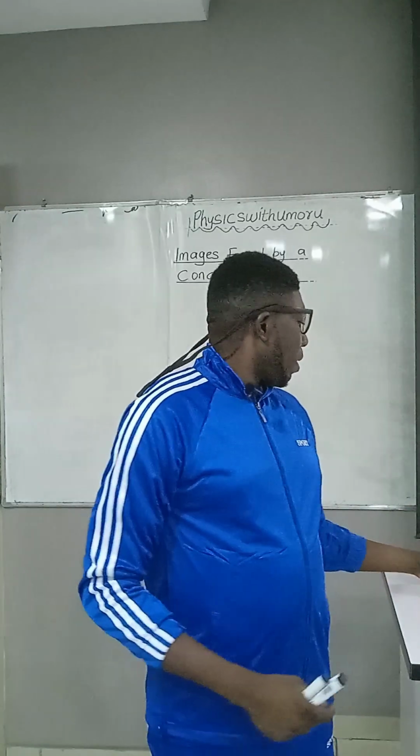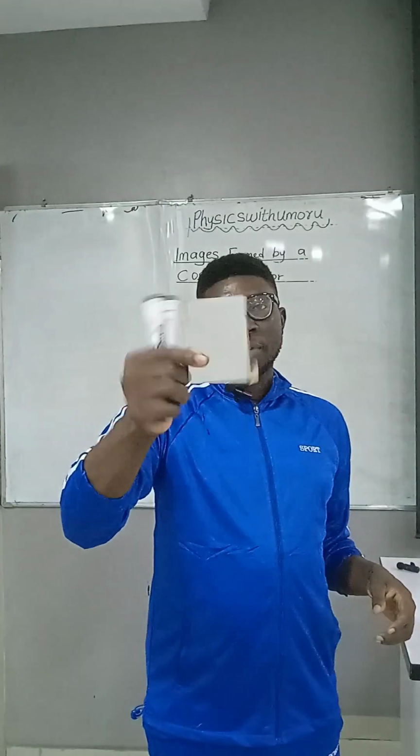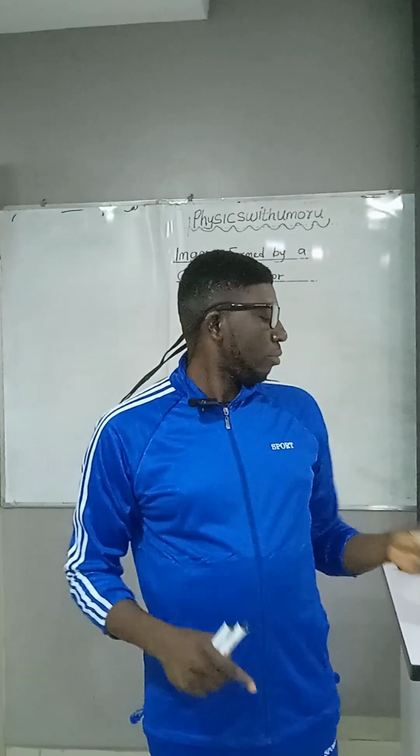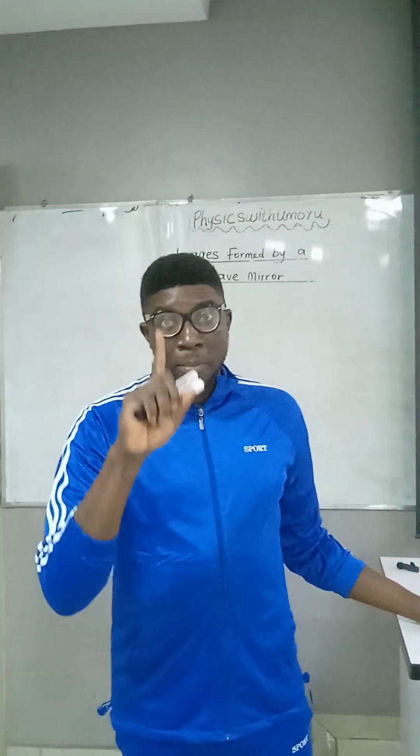So I want us to first of all look at the images formed by the plane mirror. This is the most common mirror we have in our various homes. This is called the plane mirror because the face is plane. What are the properties of images formed by the plane mirror? Number one is that the image is virtual because when you look at yourself with this mirror, you are going to see yourself right in the mirror. So the image is virtual.